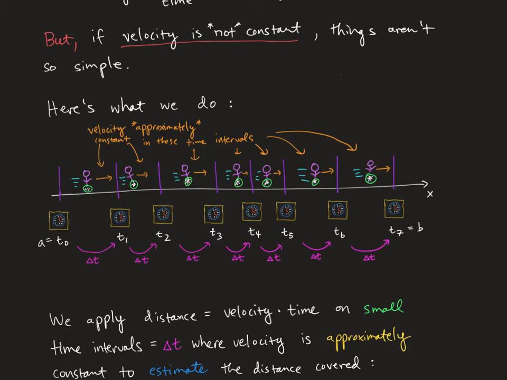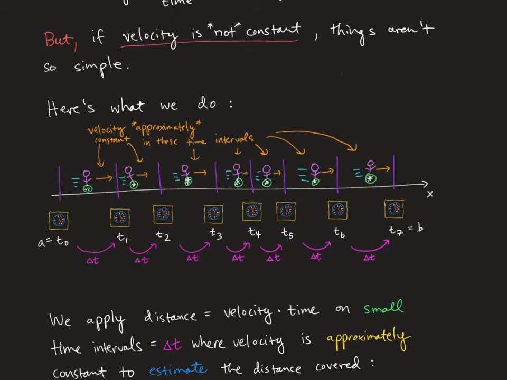Now, the key thing is that in these little windows, in this small time interval here from, say, t0 to t1, the velocity will be approximately constant, or at least it'll be more approximately constant than it was over the full time interval. It might be varying, but it's going to vary a lot less in here than it did over the whole time interval. So the basic idea is that we're going to apply the distance equals velocity times time formula, which works when velocity is constant, on these small time intervals of size delta t.